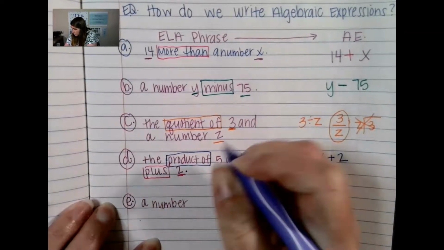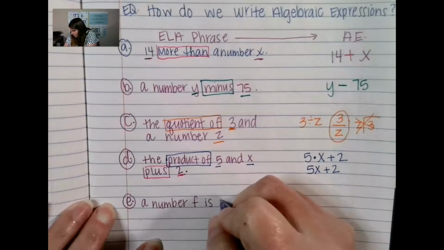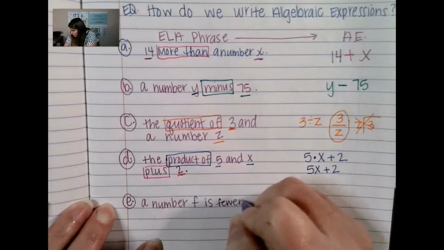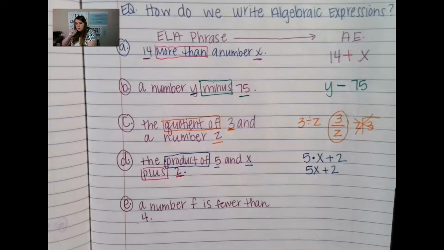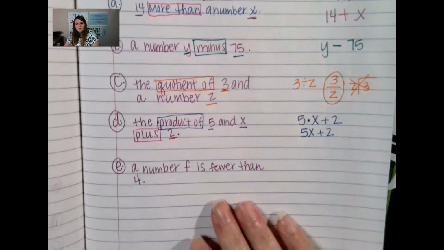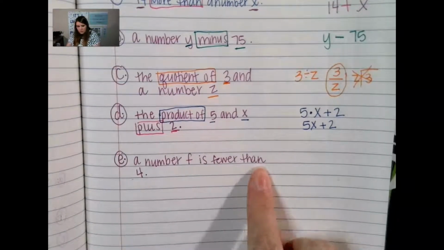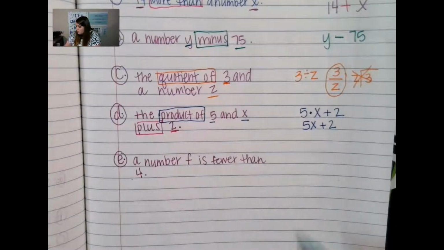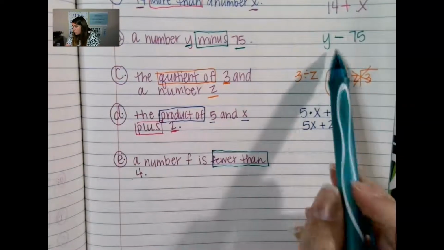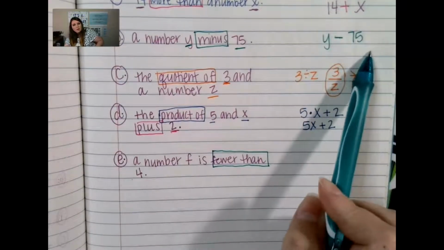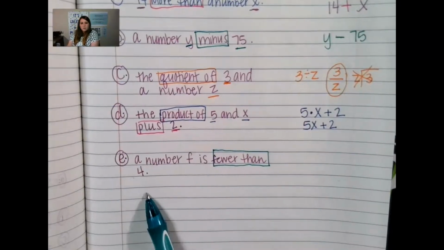A number f is fewer than 4. A number f is fewer than 4. So we have some clue words here. Fewer than. Fewer than means to subtract. Again, we were told that with subtraction, we have to make sure that we write it in the right way. But a number f is fewer than 4.